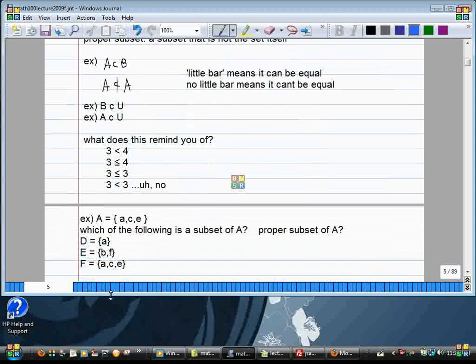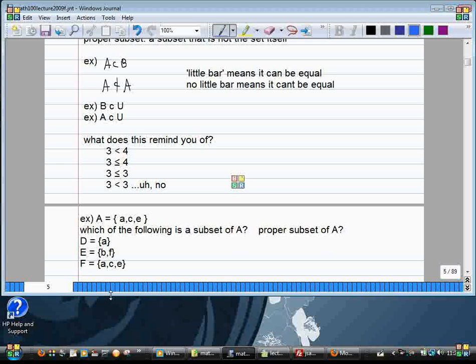So here's the first example. There's set A. A contains little a, C, and E. Which of the following is a subset of A? Which of the following is a proper subset of A? So which of these are subsets? D. D is a subset. What else? F. And F. Okay, is E a subset? No. Okay.